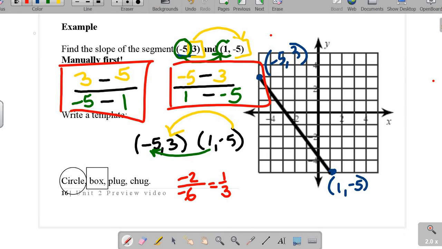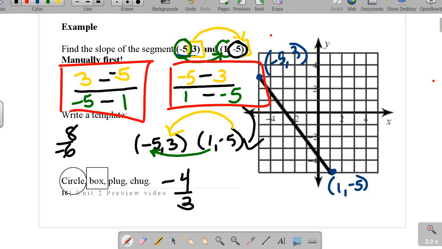Caught my mistake in my drawing here. This was a -5. My pen went over that. So that's going to make this right here 8 over -6, which makes this -4 over 3. And this is going to be -8 over positive 6, which is still negative 4 over 3.